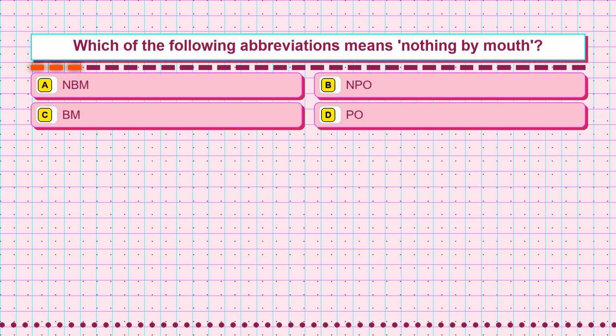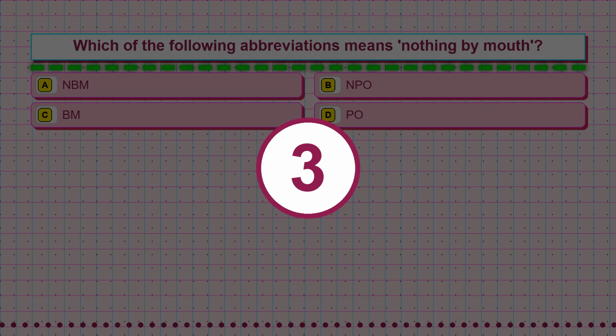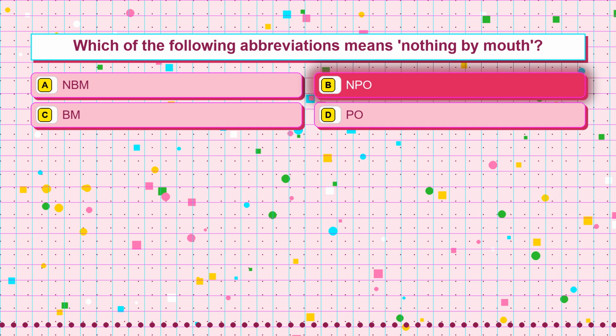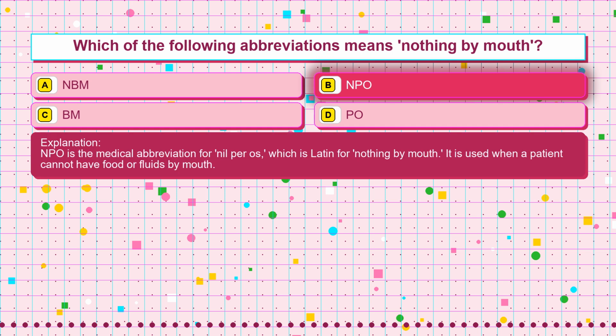Question 95. Which of the following abbreviations means nothing by mouth? Option A, NBM. Option B, NPO. Option C, BM. Option D, PA. The correct answer is option B, NPO. NPO is the medical abbreviation for nil per os, which is Latin for nothing by mouth. It is used when a patient cannot have food or fluids by mouth.